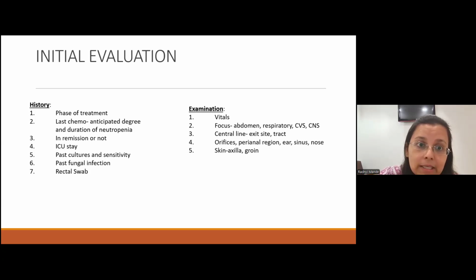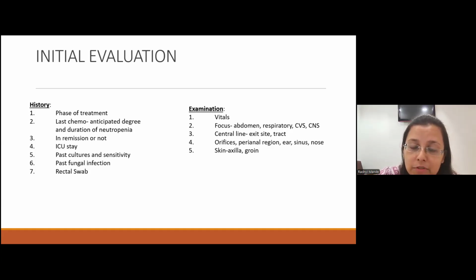can anticipate the degree and duration of neutropenia, whether the disease is in remission or not, whether there was a previous history of ICU stay, or whether this child had a previous admission where he had an MDR-positive blood culture, or a past history of fungal infection. Also, some centers do a rectal swab to check the commensal gut flora. Based on that, they decide what antibiotics are to be administered to the patient.